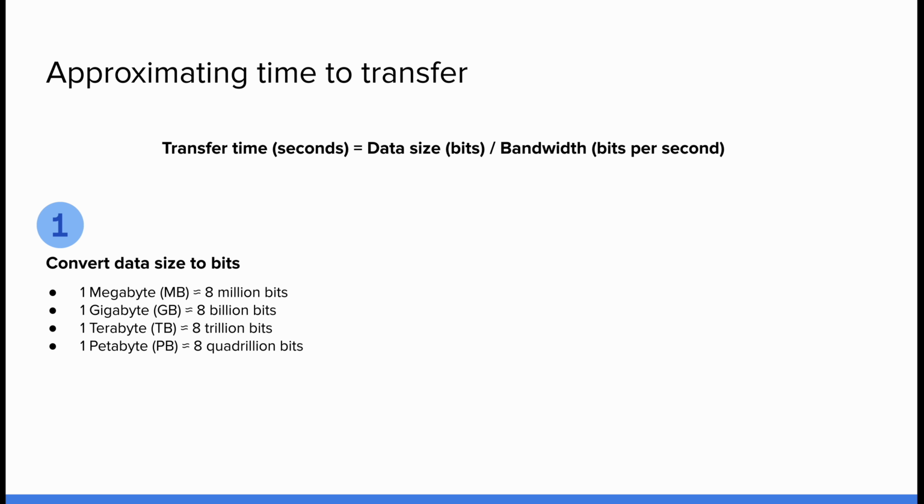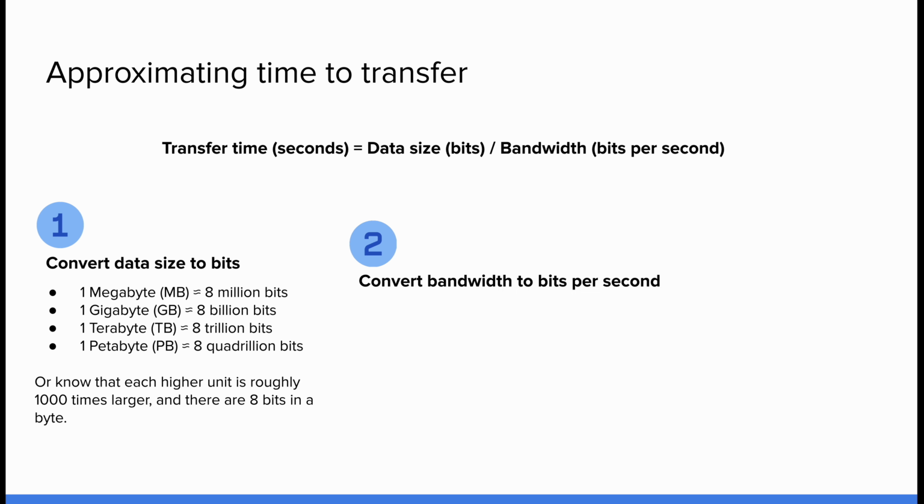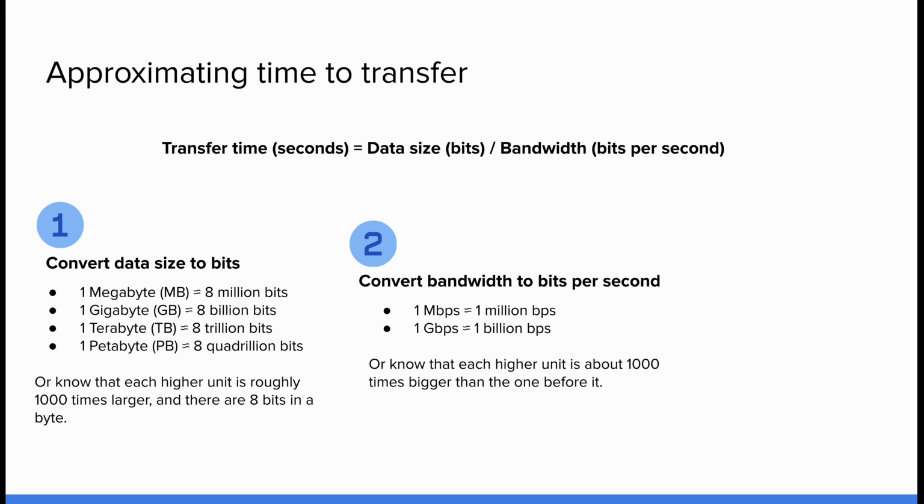So next, in step 2, we need to convert the bandwidth to bits per second. And this lets us figure out how much data we can transfer each second. For instance, 1 megabit per second is about 1 million bits per second, and 1 gigabit per second is about 1 billion bits per second. So again, there's a little bit of a shorthand here.